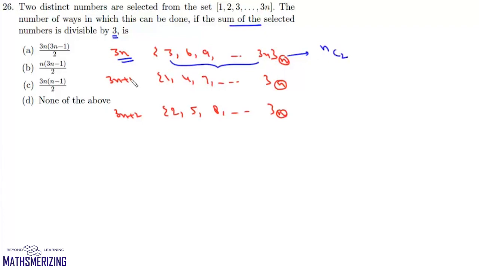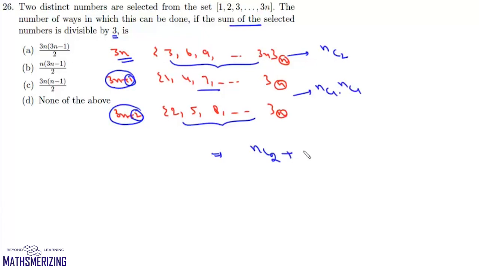Another possibility is if we select one number of the form 3n plus 1 and the other number of the form 3n plus 2, then if we add them, the remainders will add up to 3. Then their sum will be divisible by 3. So the second case is we select one number from this set, which can be done in nC1 ways, and one number from this other set, which is again nC1. So the required number of ways will be simply nC2 plus nC1 into nC1.